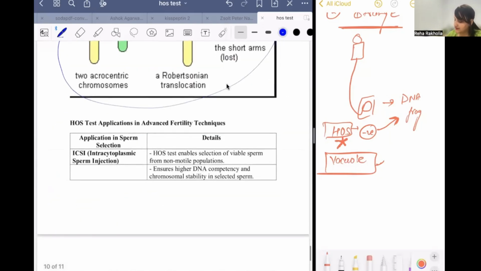Now, why is this important? Because the HOS test is a powerful tool: it does not just show viability, it helps select the best sperm for ICSI by identifying sperm with intact membrane, chromosomally balanced sperm, sperm with low DNA fragmentation and high genetic stability. This ensures the highest chances of successful fertilization and a healthy embryo in fertility treatment.